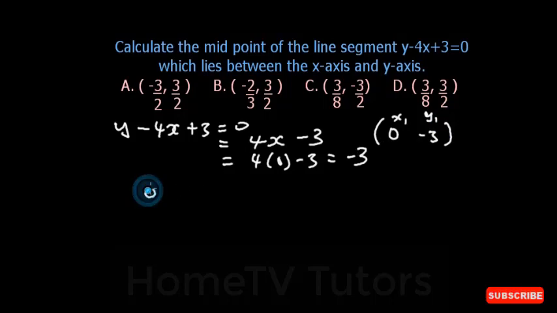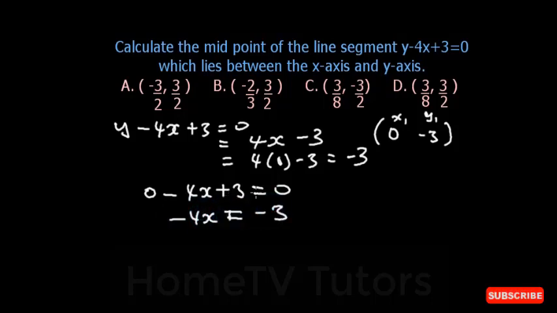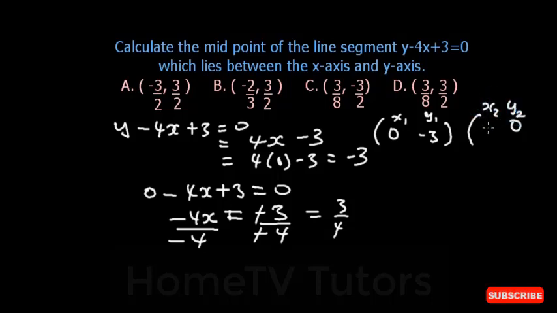When y is 0, that is 0 minus 4x plus 3 equals 0, so minus 4x equals minus 3. By the time this comes to the right hand side, then we'll have to divide both sides by minus 4. Minus cancels minus. So x is 3 over 4. So when y is 0, that is y2, x2 is 3 over 4.